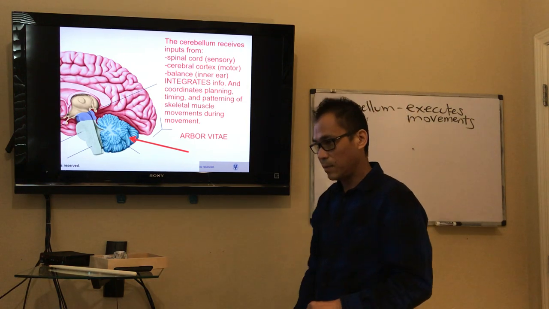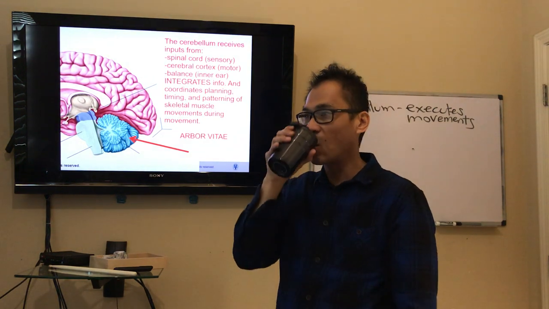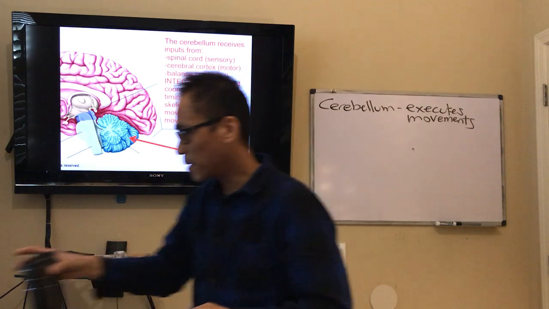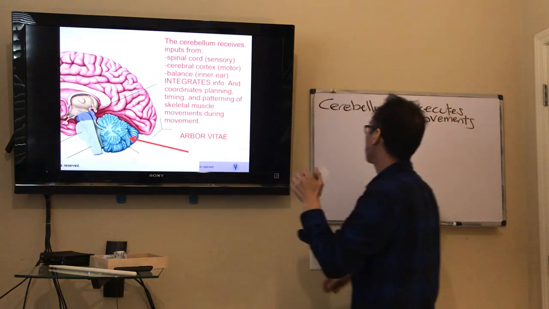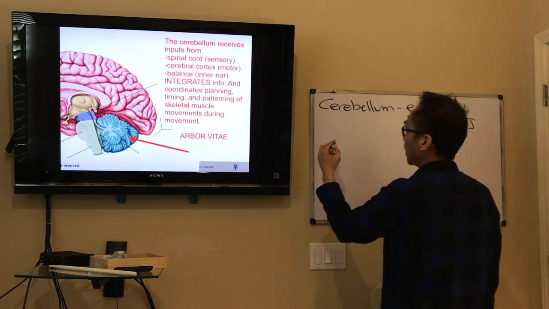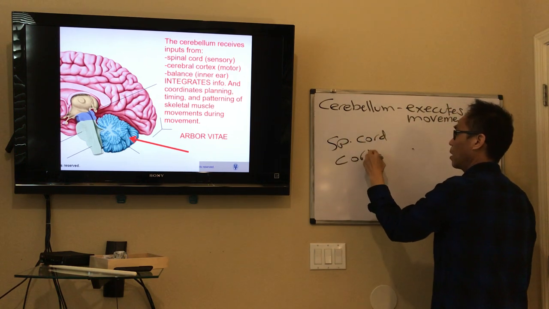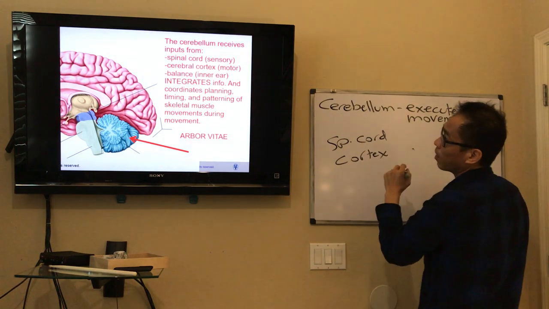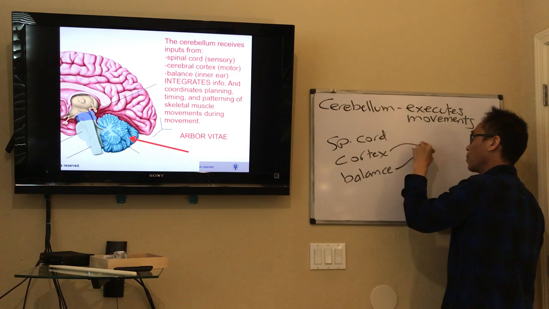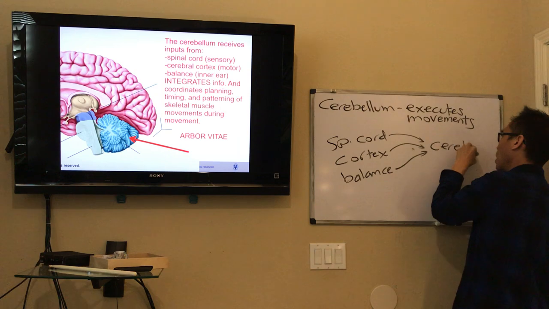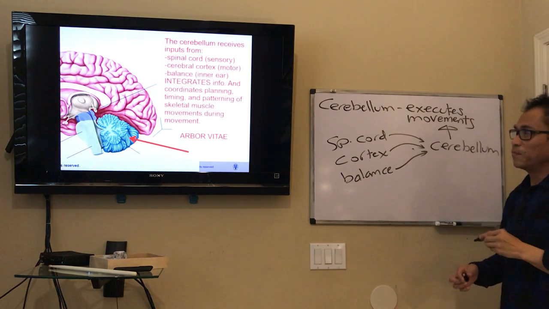Okay, so for example, me reaching out and just grabbing my coffee cup, picking it up, that was all planned, timed, and coordinated, and take a drink. Cerebellar function. So it's good to understand this is receiving input from all those things. Inputs from spinal cord, cortex. That's sensory and motor, as well as balance. Those all go to the cerebellum. And the cerebellum integrates that, executes movements.